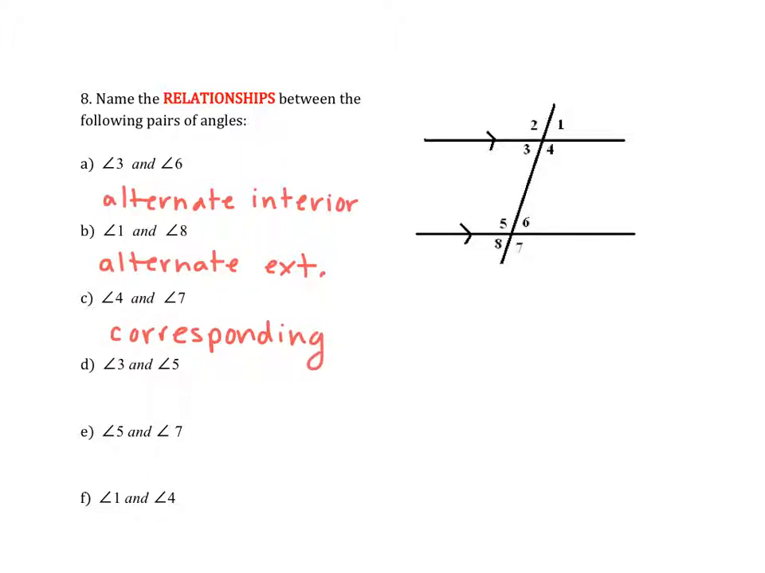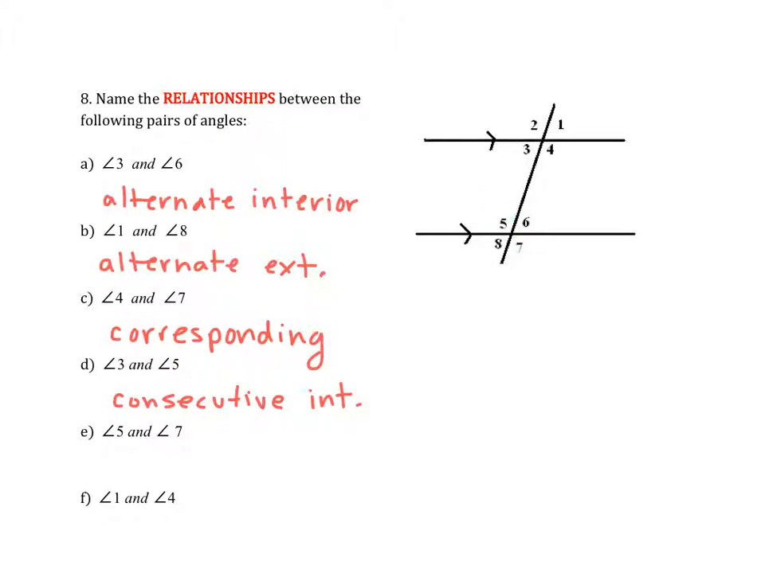Now let's look at angles 3 and 5. They're both inside the parallel lines, but on the same side of the transversal. So that's the consecutive interior angles.